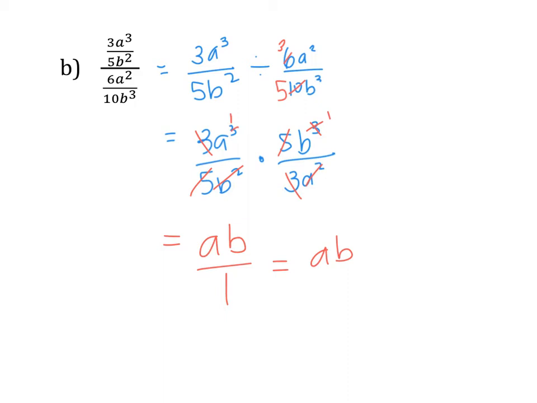So if you have nothing in the denominator, you can actually just excuse the denominator. But if everything in the numerator cancels out, you need to have a 1 as a placeholder there. So if everything in the top canceled out and the bottom was okay, it would have been like 1 over ab. But because it's in the numerator, we can get rid of the denominator.